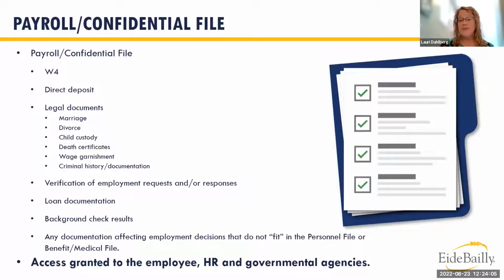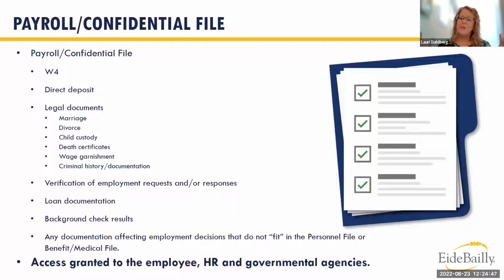This payroll confidential file is truly designed to be one where an employee's very confidential information can be maintained. So an employee's social security number, if there are any forms that have social security number and birth date on them, that should be filed in the payroll confidential file. It's a nice way of keeping that information safe and secure because the only people that access this file would be the employee, human resources, and perhaps the people who handle payroll. They would have access to that W-4 and direct deposit, and then governmental agencies like the EEOC or law enforcement.